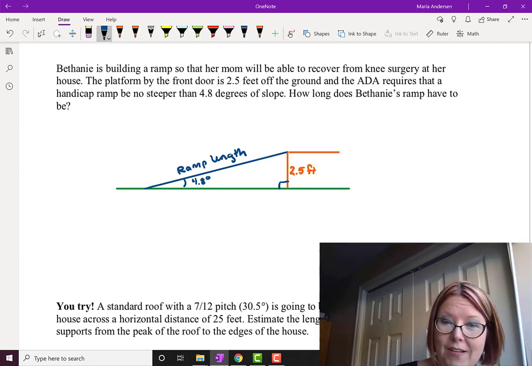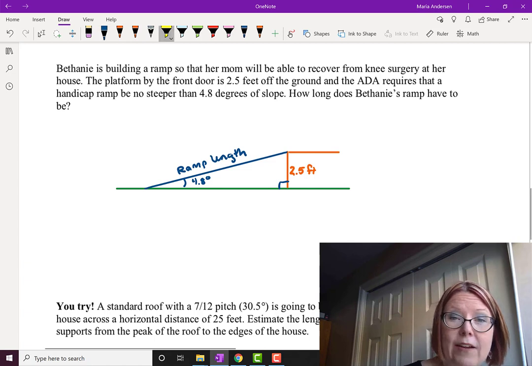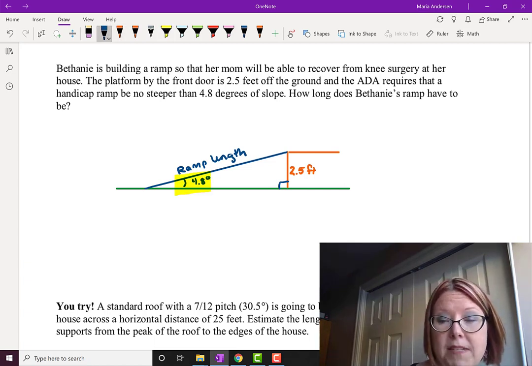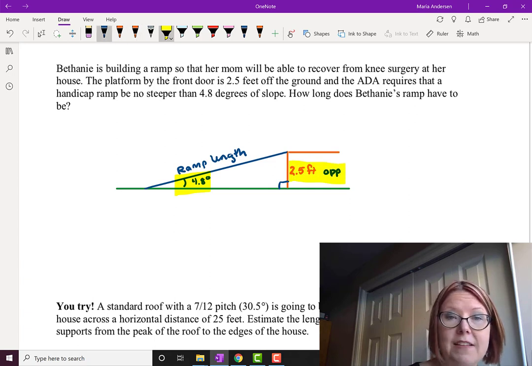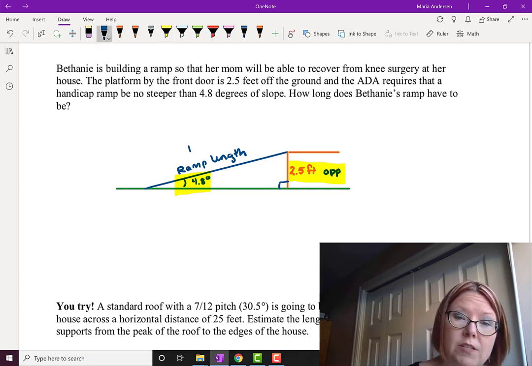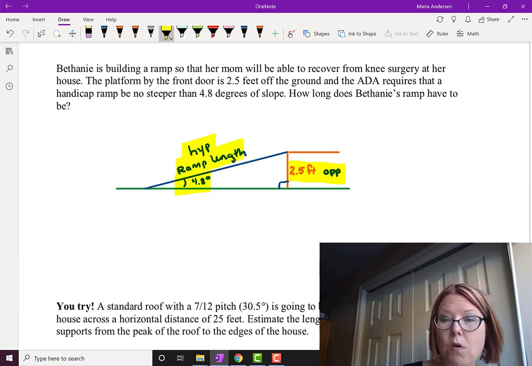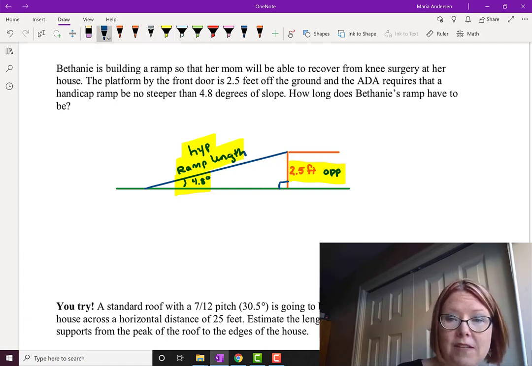So for this triangle, I know the angle. I know the opposite side is 2.5. And I'd like to find the hypotenuse, which is the ramp length. So those are the three pieces of information that are relevant. Well, what trig function can we use with an angle, an opposite, and a hypotenuse? And the answer, of course, is a sine function. So let's set up a sine function.